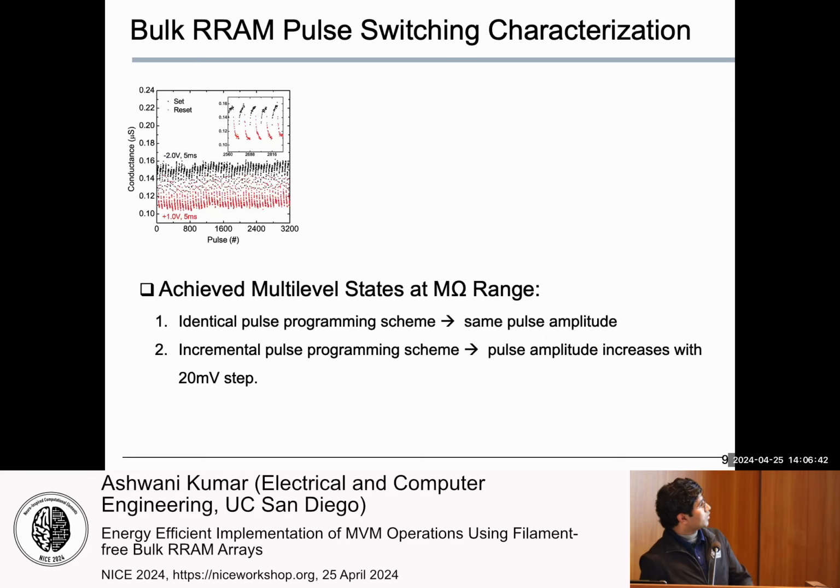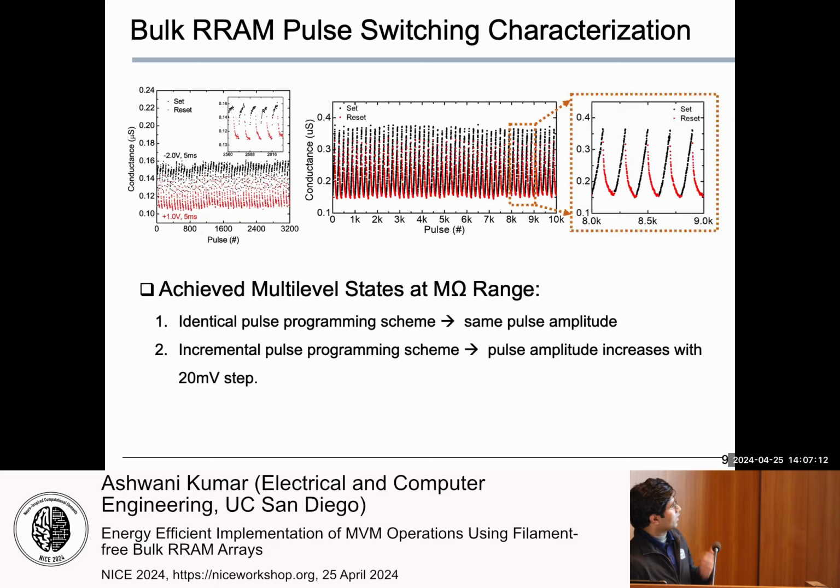After that, we try to characterize the device to achieve multi-level states. For that, we employ two different programming schemes. One is the identical pulse programming scheme, where we use the same amplitude pulses to switch the device back and forth to achieve the multi-level states. You can see there are many states in the device. To improve this result, we employ the incremental pulse programming scheme, where we use a pulse amplitude increasing by 20 millivolt. And you can see in this scheme we also achieve multi-level switching in the device, with better linearity as well as number of states.